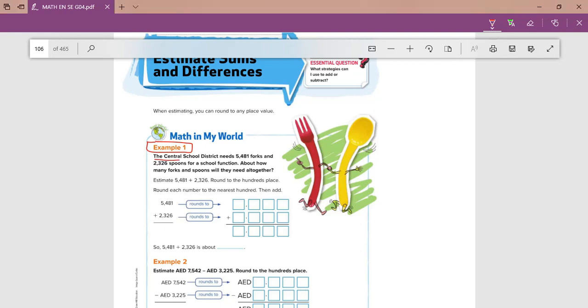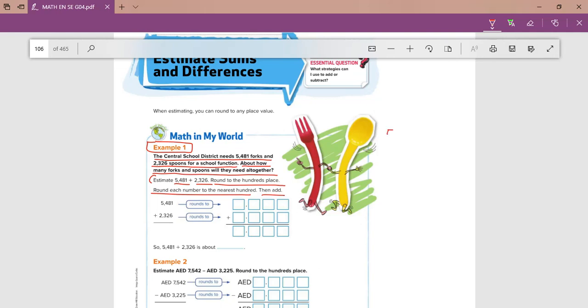The Central School District needs 5,481 forks and 2,326 spoons for a school function. About how many forks and spoons will they need altogether? So what we are looking at here is estimate. How do we estimate these two numbers? The instruction is round to the hundreds place. Round each number to the nearest hundred, then add. So what do we need to do?